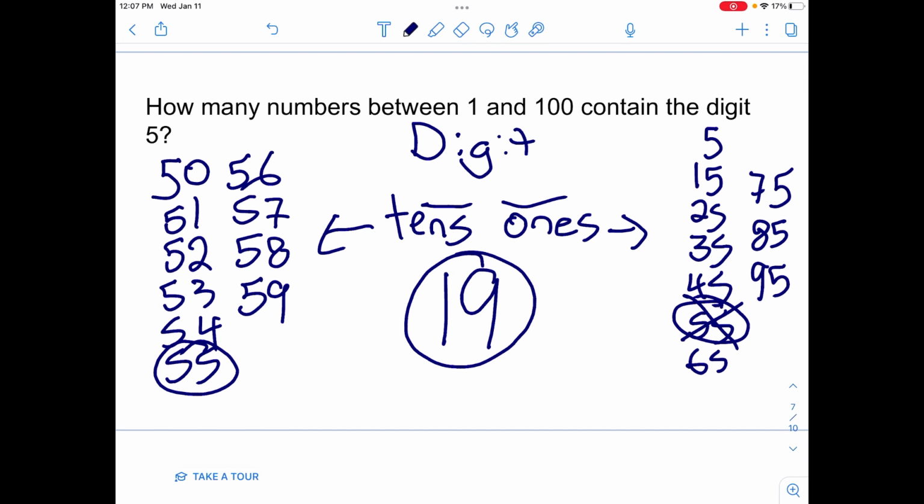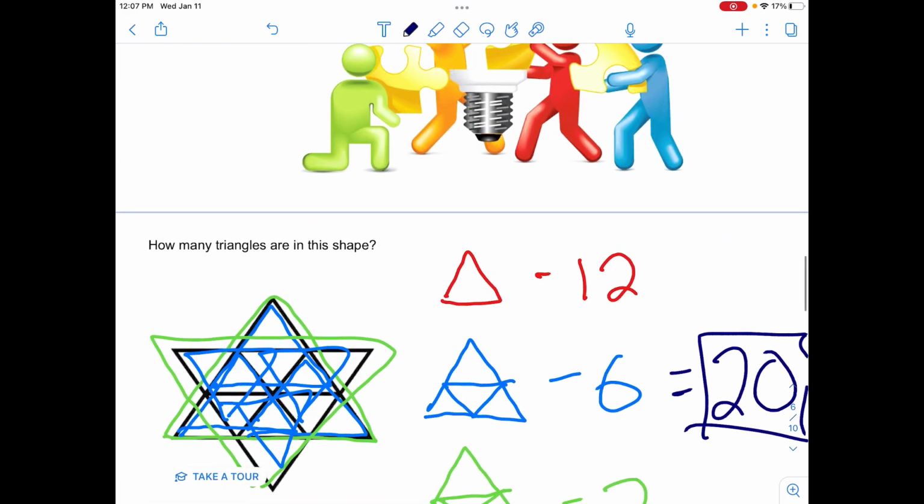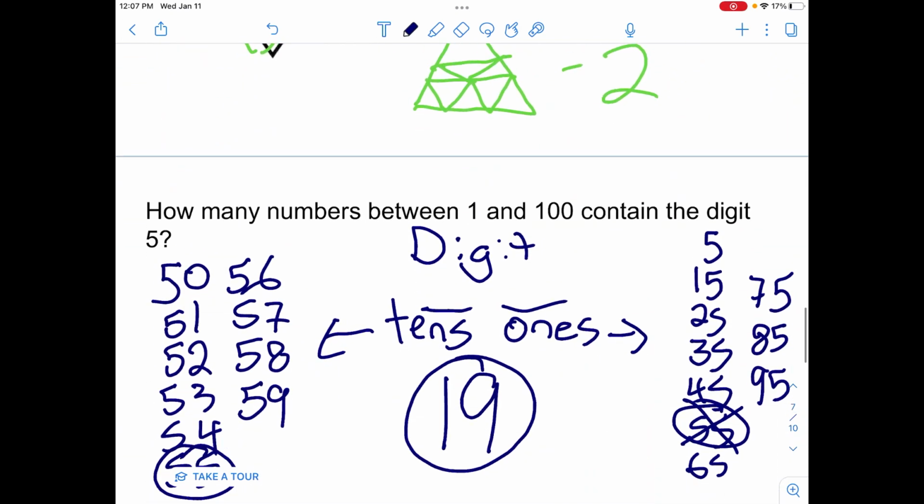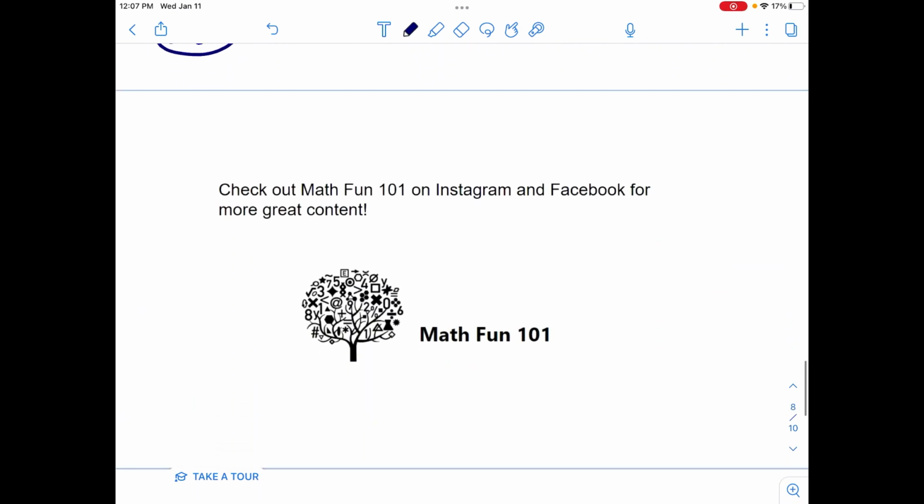And again, by organizing it nicely, we can be pretty confident that we haven't missed any, and we know we didn't double count any because we caught that. So here's our systematic approach. Just a couple of examples of how to nicely organize a solution.